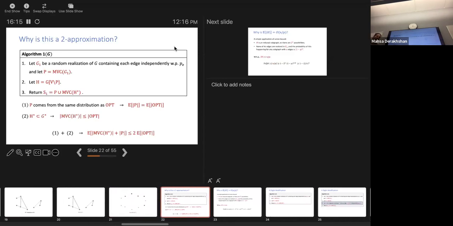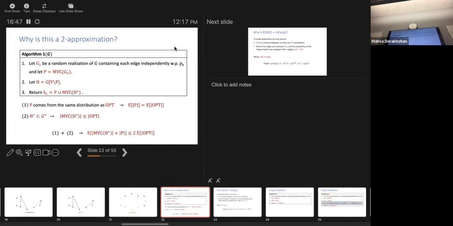And why is it a 2-approximation? I guess it should be clear. Because P comes from the same distribution as opt, the expected size of P is the same as opt. And what we add here is basically the minimum vertex cover of a subset of realized edges, so this minimum vertex cover cannot be larger than opt. So this plus this gives us a 2-approximation.